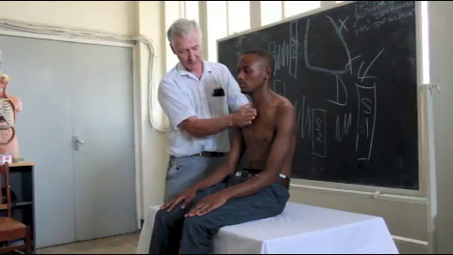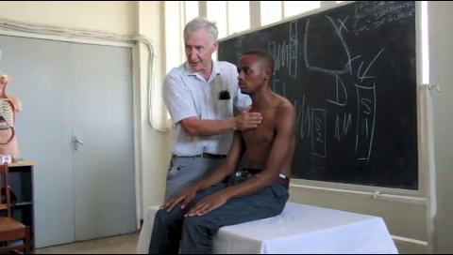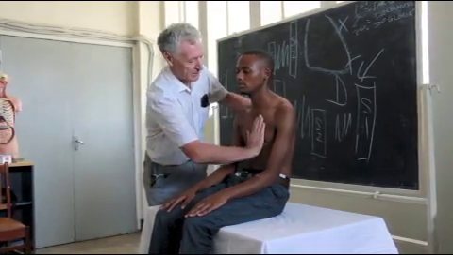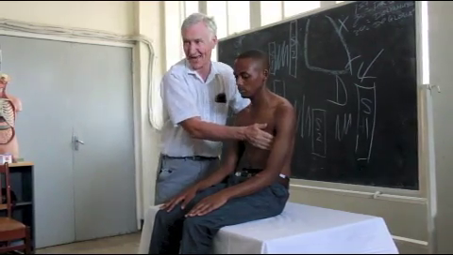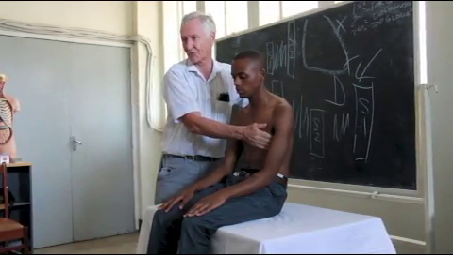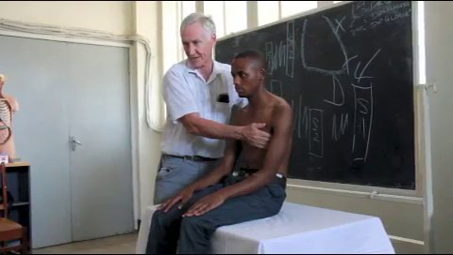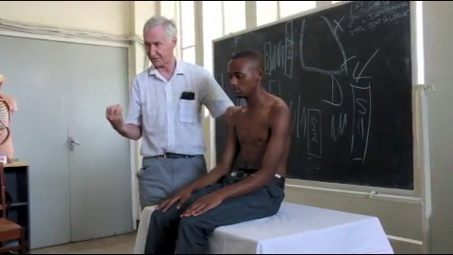And then checking for thrills, you check over the base of the heart, over the left parasternal edge, and the flat of your hand now, not just your two fingers, over the whole apex of the heart. That way you feel for thrills.